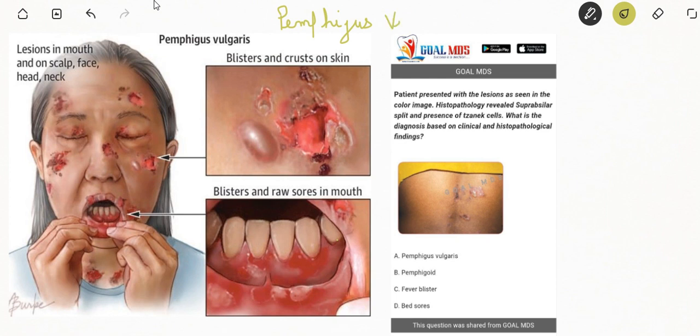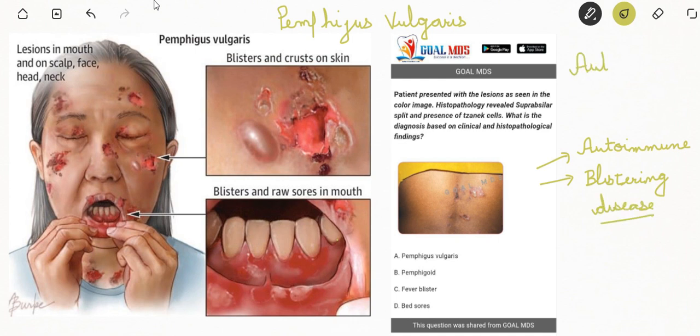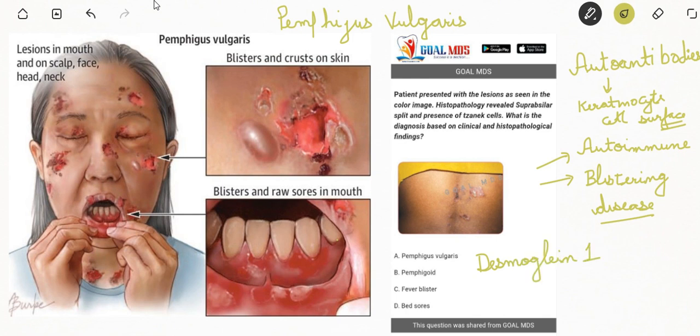Pemphigus vulgaris is an autoimmune intraepithelial blistering disease that affects the skin and the mucous membrane. What you will see here is circulating autoantibodies that are directed against the keratinocyte cell surfaces. So the blistering in this disease is due to abnormal production of autoantibodies that are directed against the epidermal cell surface glycoprotein desmoglein 1 and 3.